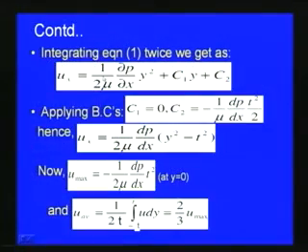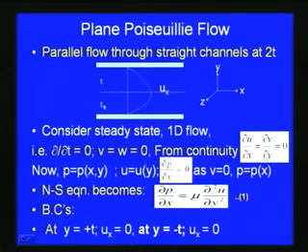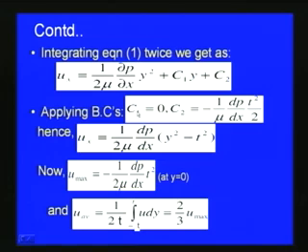So, if you integrate twice, we get ux is equal to 1 by 2 mu del P by del x y square plus C1 y plus C2. This is the expression for the velocity, where C1 and C2 are constants. So, we can apply the boundary conditions. We have two boundary conditions here: at y is equal to t, velocity ux is equal to 0, and at y is equal to minus t also, velocity ux is equal to 0. Using these, we can see C1 is equal to 0 and C2 is equal to minus 1 by mu dp by dx into t square by 2.